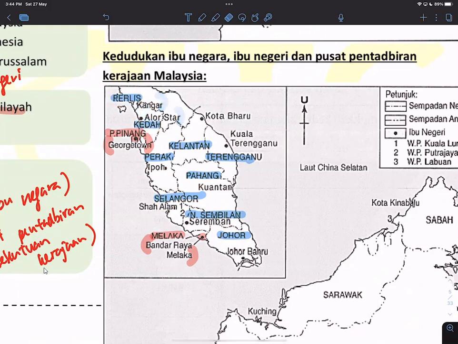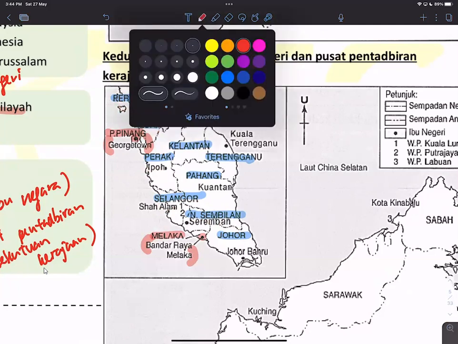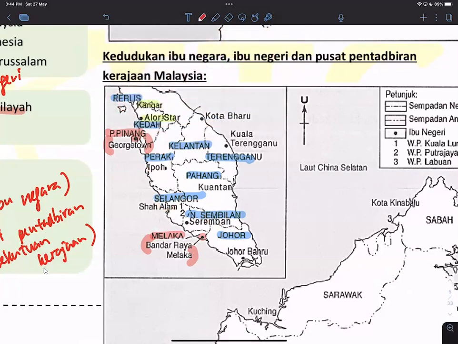Sorry. So I try to highlight with another green color. Green color is referring to the states capital. So Kanga is here. Alosta, Georgetown, Ipoh is here. Selangor, Shah Alam is here. Okay, and then for Negeri Sembilan, Negeri Sembilan is here. Bandar Raya Melaka in the center. Johor Bahru here. So please learn how to dot the Ibu Negeri.